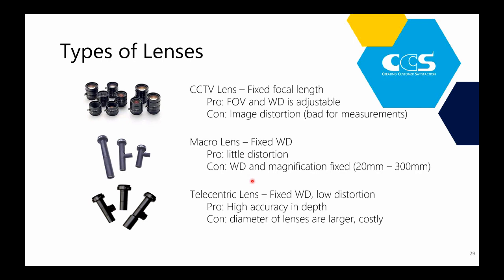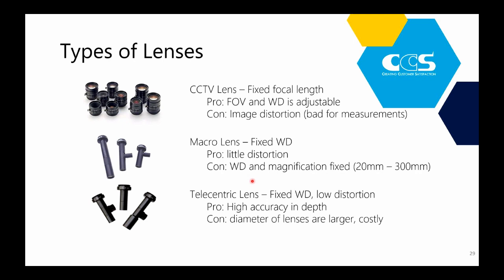But for certain inspections, such as measurement or high resolution, you want to factor that in. Distortion can be an issue. If you're trying to have the least amount of distortion, then you step over to a macro lens or a telecentric lens. A macro lens will have a fixed working distance. It'll have less distortion, but the downside is the working distance and the magnification are fixed. A telecentric lens will have a fixed working distance as well, but lower distortion.